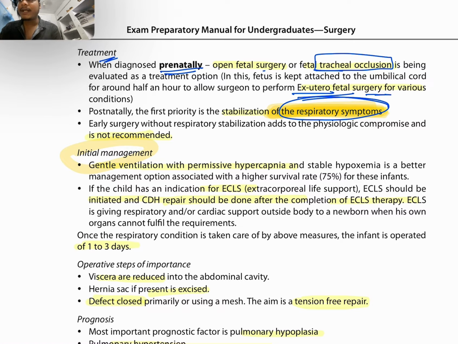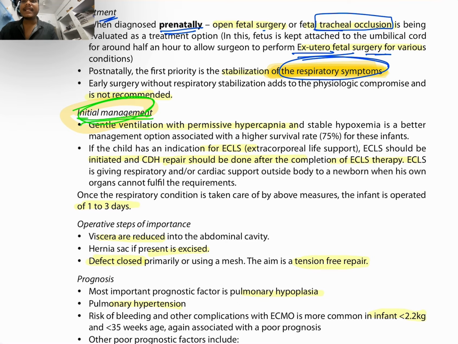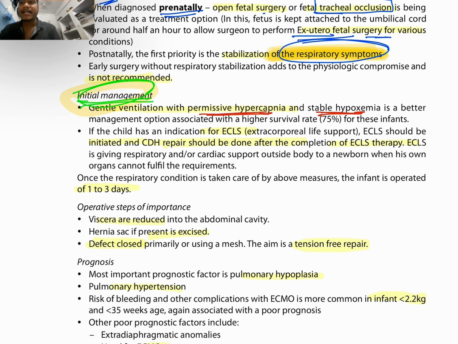So the first step of management, in initial management, is gentle ventilation with permissive hypercapnia and stable hypoxemia, which is a better management option associated with a higher survival rate. Okay, so here we focus on only two things: first, permissive hypercapnia, and second, stable hypoxemia. That will increase the chance of survival.